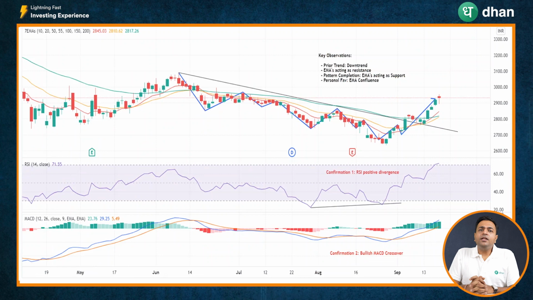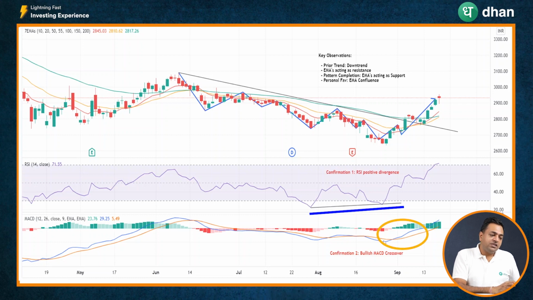Taking the example of a falling wedge pattern, as you can see on my screen, this is a stock price movement where the stock is going down and the EMAs were acting as a resistance, and upon the completion of the pattern, when the band is being narrowed, your EMAs typically will start acting as a support. And if you look at your oscillators like RSI and MACD, the RSI is giving you a positive divergence and the MACD is giving you a bullish crossover.